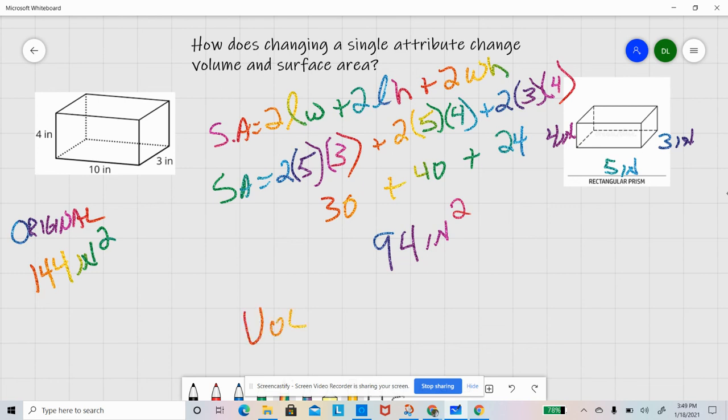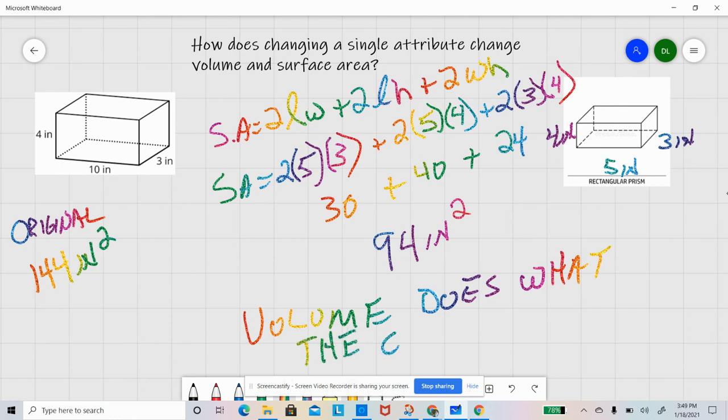Volume does what the change does. Surface area doesn't. Okay? So there you go. We've answered our big important question. I hope that made sense to you. I know this is a little on the long side, but these are pretty big formulas.